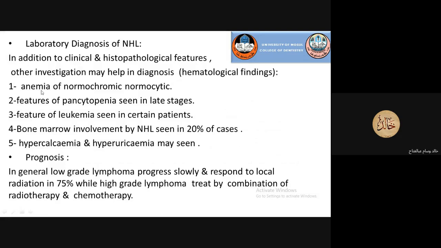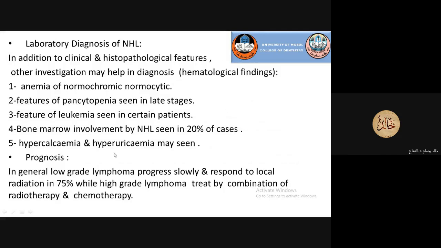The patient may have anemia due to chronic illness or chronic disease, which we call normochromic normocytic anemia. Sometimes we may have pancytopenia, a decrease in all the elements: white blood cells, red blood cells and platelets. In certain patients, we may have features of leukemia, with large atypical white blood cells and an increase in their number. Sometimes we may have bone marrow involvement or infiltration by non-Hodgkin lymphoma, seen in 20% of cases. Hypercalcemia and hyperuricemia may be seen.